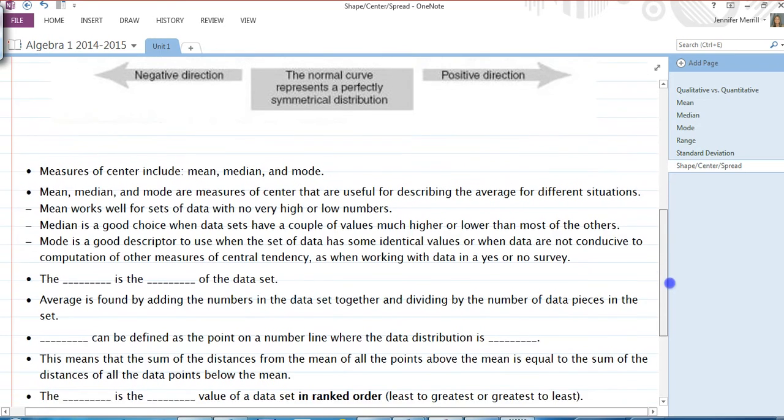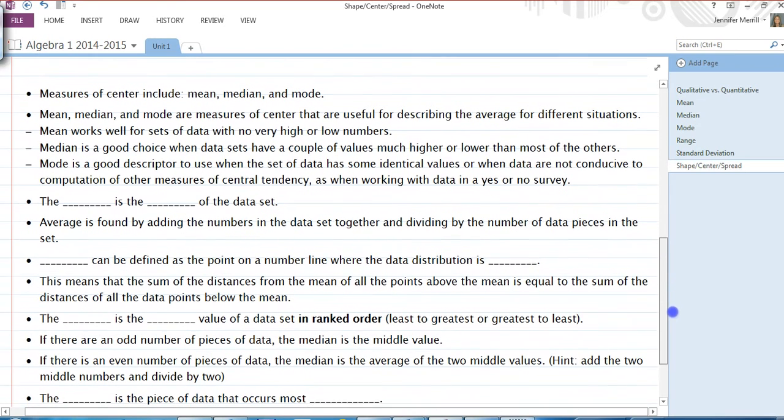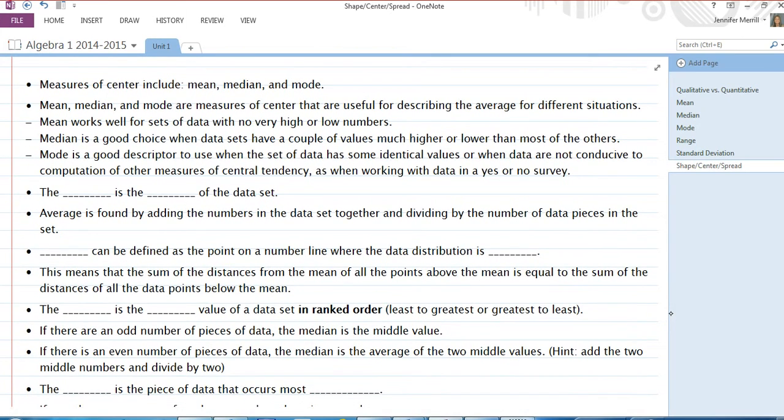Like I said above, the measures of center include mean, median, and mode. Mean, median, and mode are measures of center that are useful for describing the average of different situations. Mean works well for sets of data with no very high or low numbers.